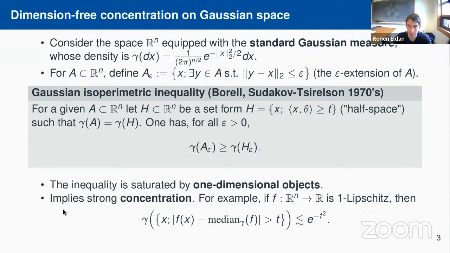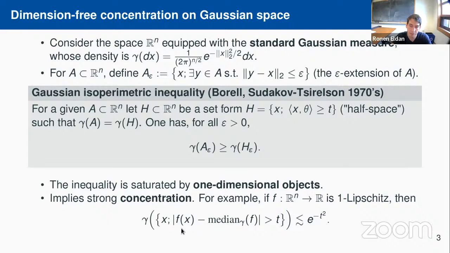Now, this inequality is useful for many reasons. One reason is that it implies strong concentration properties. For example, if I take a one-Lipschitz function from Rn to R, and I use this inequality, I just apply it on the level sets of this function f. What we can conclude is the following.